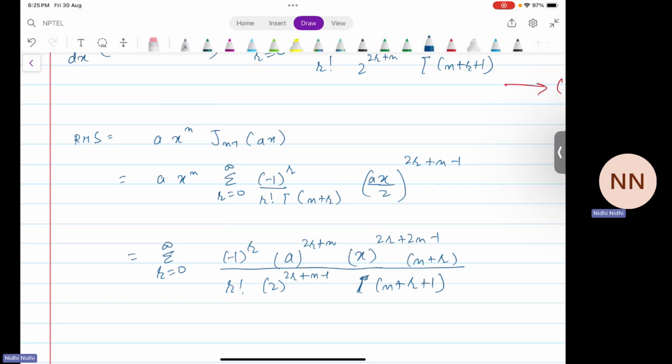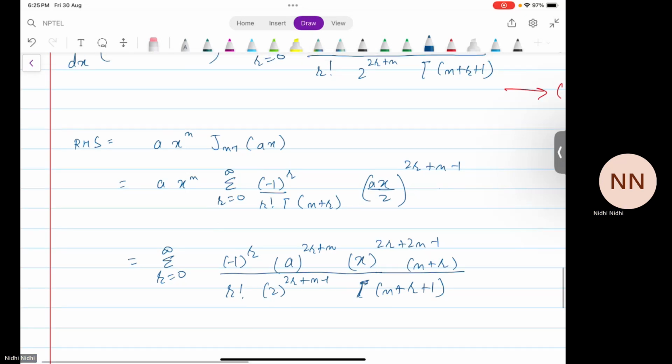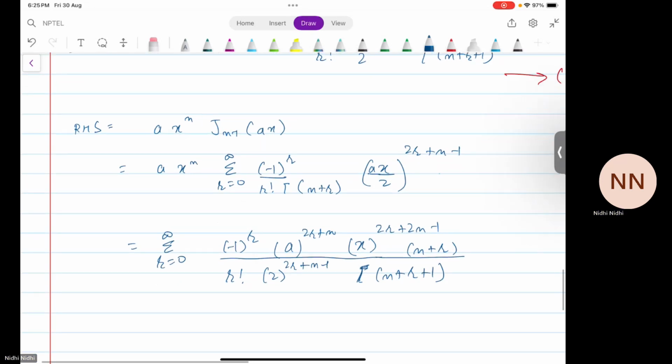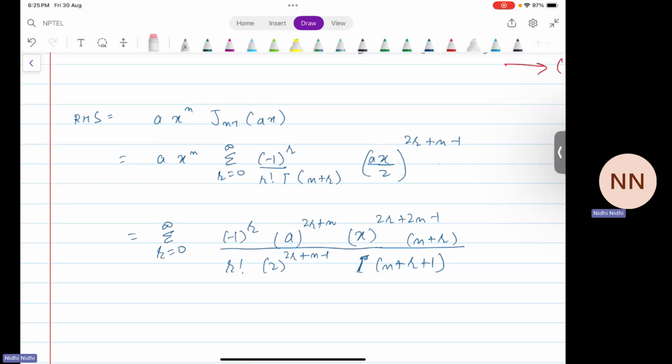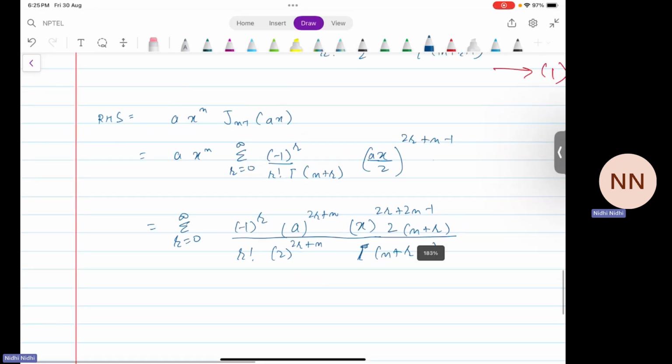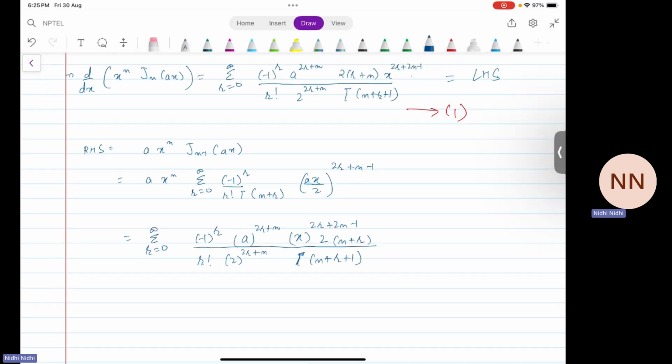Because gamma(n+r+1) would be (n+r) times gamma(n+r), and this n+r in the denominator will get cancelled out, leaving the one n in the numerator. And also, instead of taking this to be minus 1, we'll just take it in the numerator. So now you can see that we are in the same framework as that in the left hand side.